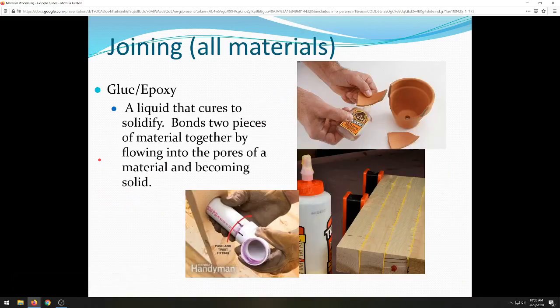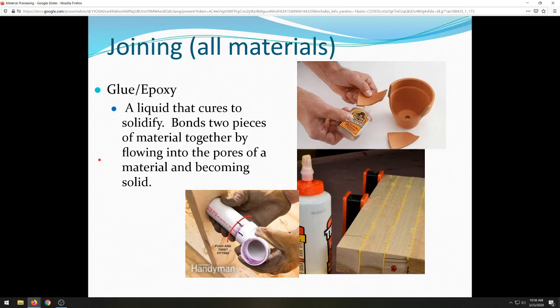And then joining. So let's talk about joining. The one thing that's pretty standard across all materials, since there are very few that can't be glued or epoxied together, is this process. You're taking a liquid that cures to solidify. Curing can be drying, cooling, or a chemical reaction. But it basically bonds two pieces of material, sometimes the same, sometimes different, by flowing into the pores of that material and becoming solid.